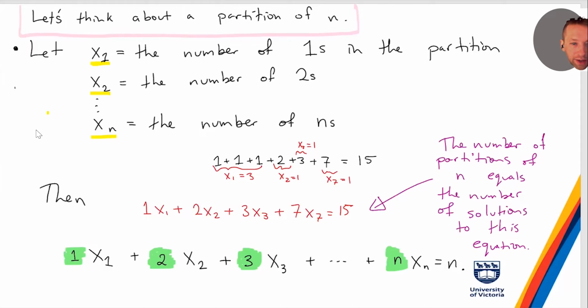Anyway, is this clear? So the number of partitions of n is equal to the number of solutions to this equation. Okay, so using this, I want this to help me get a generating function for Pn.